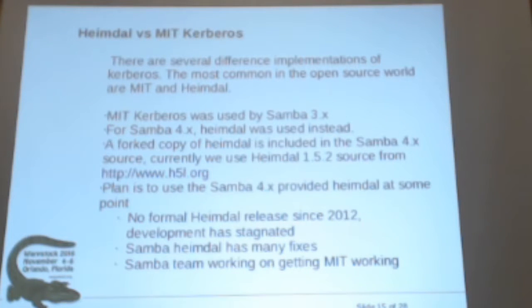Within the Samba source code, they have a forked copy, so they've basically taken a complete copy of the Heimdall source code and have it contained in Samba, which allows them to make their own fixes. One of the problems, though, when you fork code is you've then got two sets of developers potentially checking in fixes that may make it into one release and not the other release. The other problem with Heimdall is that we're currently using the Heimdall 1.5.2 source from the official website. No formal Heimdall releases have happened since 2012.